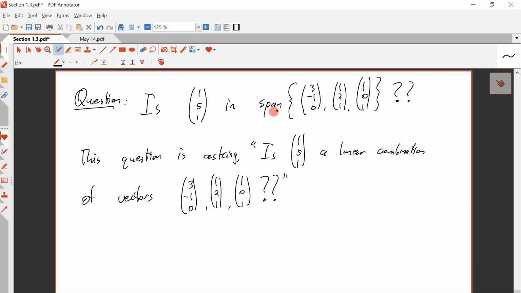This set here, span of these vectors, is the set of all linear combinations of these vectors. So I'm asking, is 1, 5, 1 in the set of all linear combinations? In other words, is 1, 5, 1 one particular linear combination of these guys? Right? But we already answered that question, and the answer is yes.